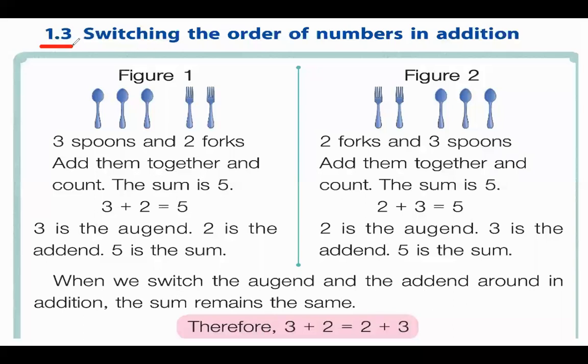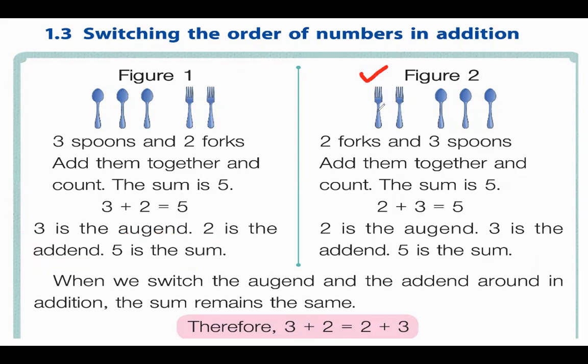Okay, here, 1.3. Switching the order of numbers in addition. Let's have figure 1. 3 spoons and 2 forks. Add them and count. The sum is 5. So we have 3 plus 2 equals 5. You are going to add them together: 1, 2, 3, 4, 5. The sum is 5. Okay? 3 is the augend, 2 is the addend, 5 is the sum.